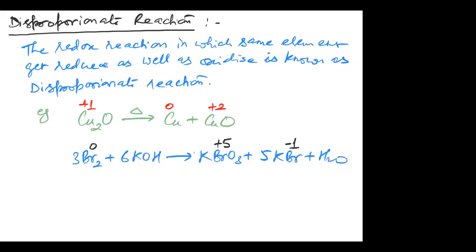You can take more examples related to this, let's say H2O2. H2O2 can decompose to give H2O and half O2, in which the same element oxygen is going to be reduced as well as oxidized. So they are typical examples of a disproportionate reaction. I hope you have clearly noted this down, disproportionate reaction.